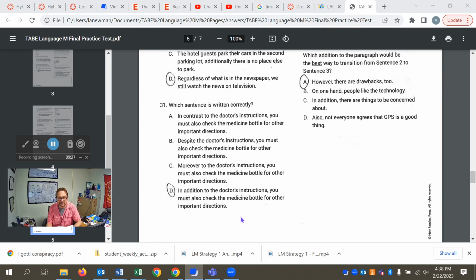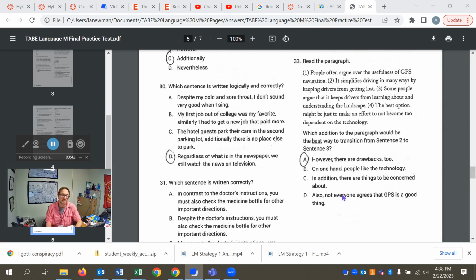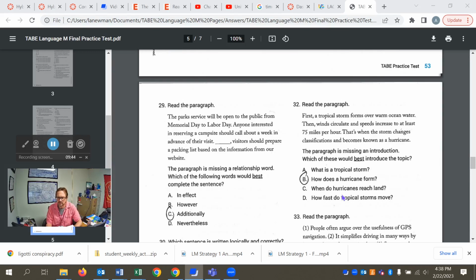Okay, 31, which sentence is written correctly? And it's D. In addition to the author's instructions, you must also check the medicine bottle for other important directions. Again, addition, which is why we use the phrase in addition. Could be additionally. That works also.